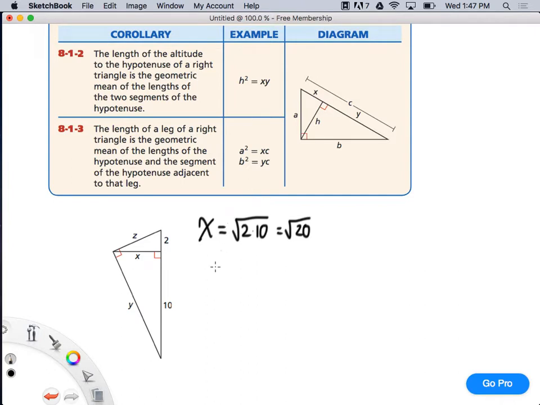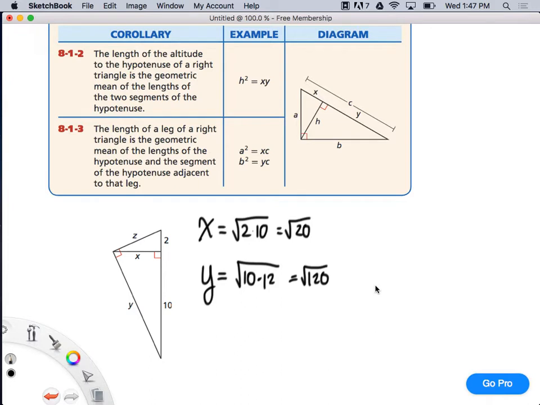So that line segment, y, or that side of the triangle, equals the square root of 10 times this part times the whole length, which is 12, which equals the square root of 120. Okay? That's the concept you have to know. This side of the triangle is the geometric mean of this line segment and the whole length of the hypotenuse. You have to be able to know that. So for z would be 2 times 12.